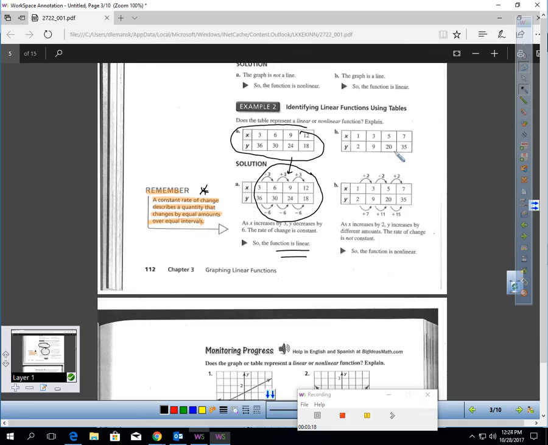Let's look over here now. This table. As x increases by 2, do you notice how the amount y increases by is changing every time? This is not a constant rate of change. This is not linear. This is a nonlinear table. It should be very easy for you to look at a graph or a table and determine if it's linear or nonlinear.